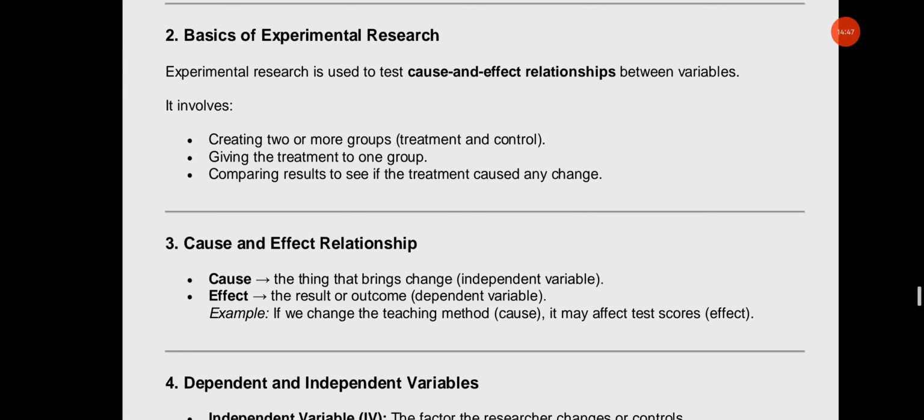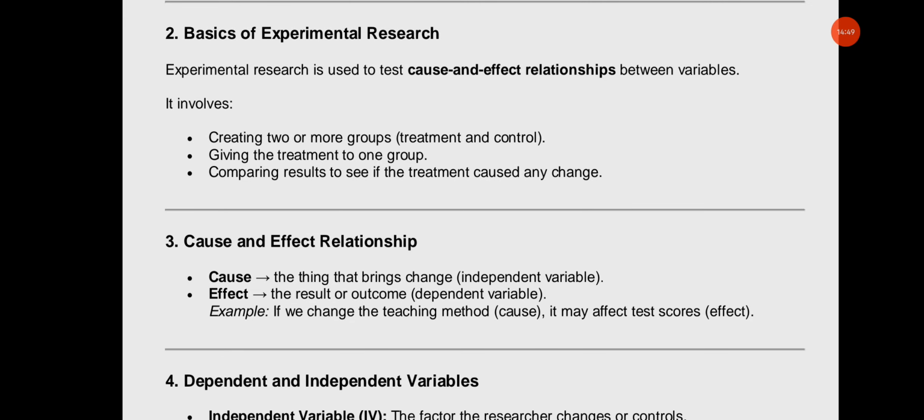Basics of experimental research. Experimental research is used to test cause and effect relationships between variables. It involves creating two or more groups, treatment and control groups, giving the treatment to one group, which is the treatment group, and comparing results to see if the treatment caused any changes.